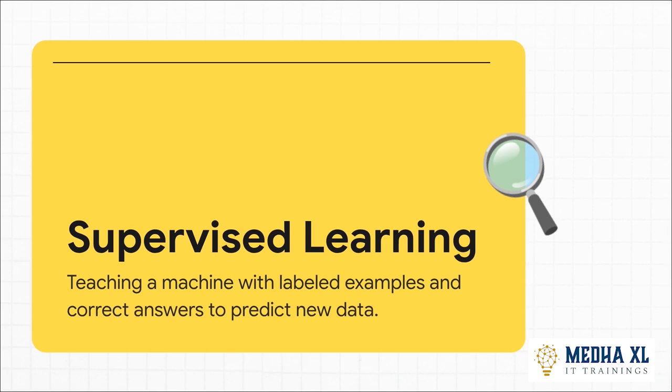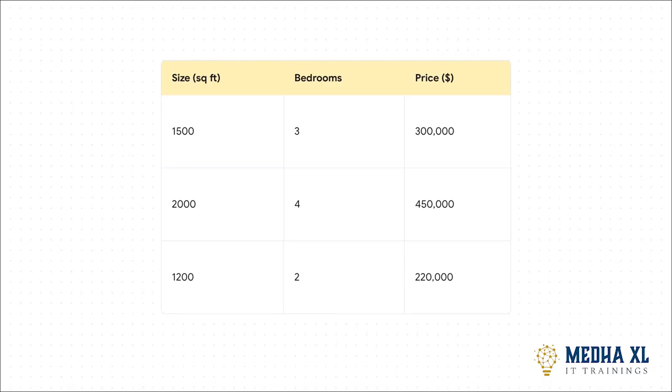It's kind of like an open book test that it takes over and over and over, thousands of times, until it finally starts to see the pattern that connects the questions to the answers. Take this for example. We can show a machine thousands of house listings, and for every single one, it sees the features, the size, number of bedrooms, but it also sees the correct final price. By looking at all these examples, it starts to learn the relationship, like, okay, bigger houses with more bedrooms tend to cost more.